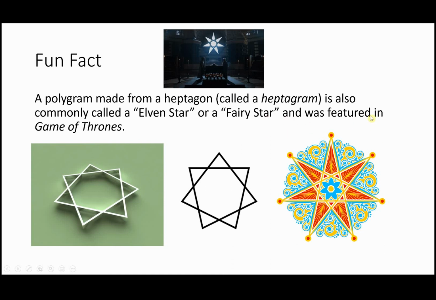And also a heptagram was featured in Game of Thrones as the 7-pointed star, which was like the religious representation given to the religion that was discussed in Game of Thrones. So if you followed Game of Thrones, you've definitely seen a heptagram, like anytime they were in some kind of sept or a religious house.